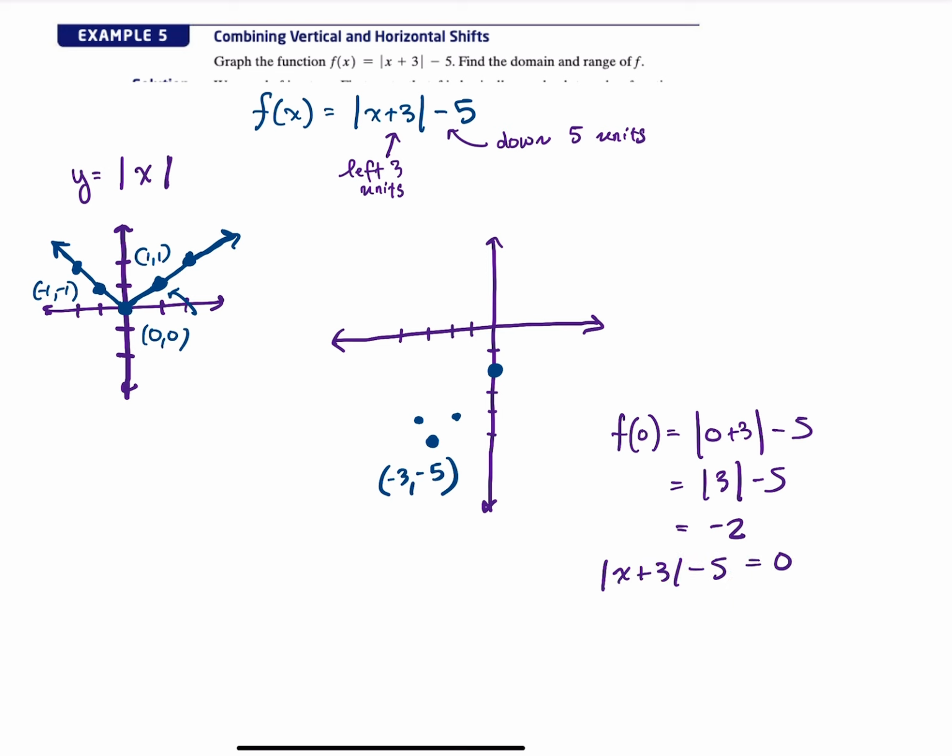Set it equal to 0. So I'll add the 5 over: x plus 3, absolute value equals 5. And then recall, to drop the absolute value, we need to consider x plus 3 equals positive 5, or x plus 3 equals negative 5, like a plus or minus 5. So x would be, and this makes sense, we would assume we would have two intercepts just looking at the graph. So x would be 2, or x would be negative 8.